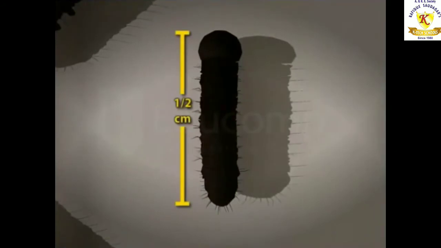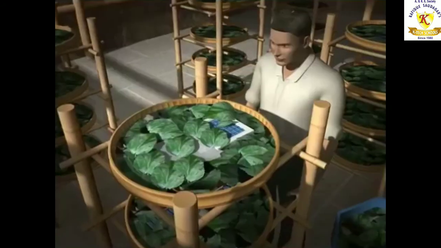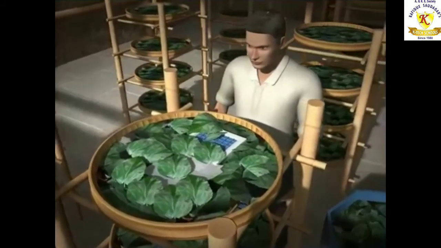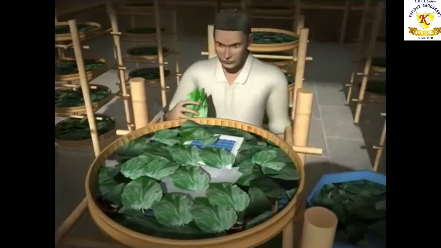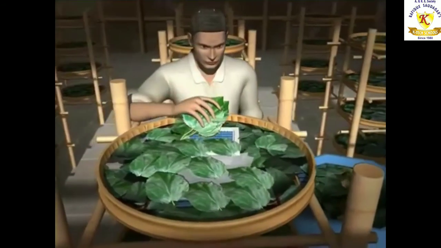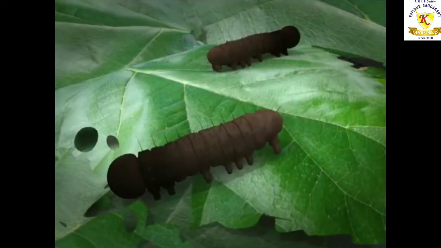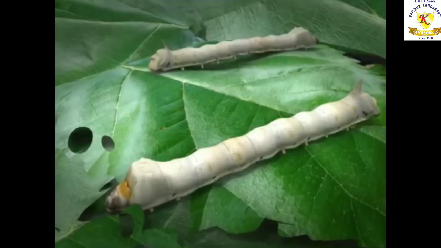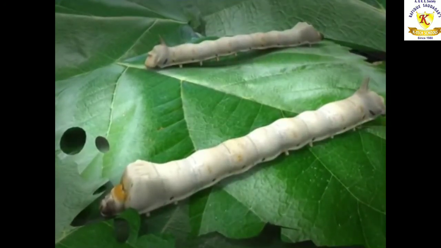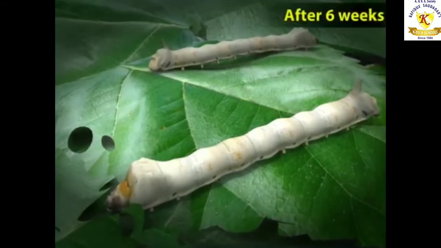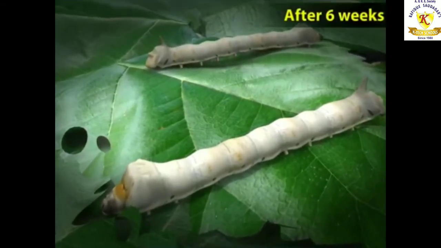In these 20 days, eggs hatched into about half centimeter long black larvae. These egg frames having larvae are then covered with fresh mulberry leaves by the silk farmer. The larvae then crawl out on the egg frame and feed on mulberry leaves day and night for 4 to 6 weeks and grow into adult larvae. After approximately 6 weeks, the adult larvae stop feeding.